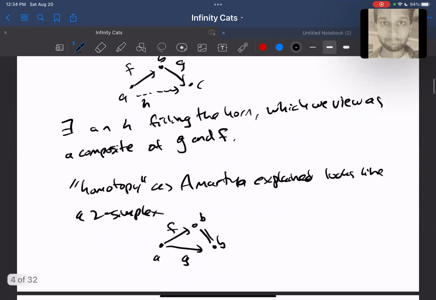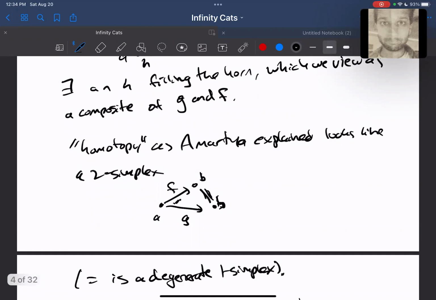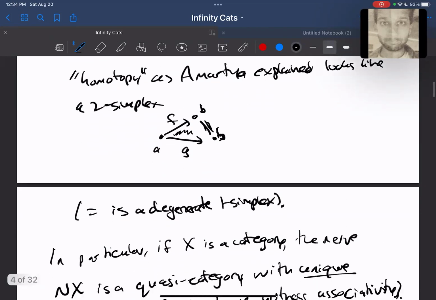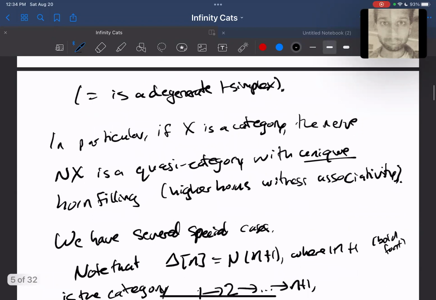So a homotopy of two maps, like Marty explained in his talk, is a two simplex that looks like this. So we have this degenerate edge here and a filling that says that these two are equal. So in particular, if X is a category, then its nerve is a quasi-category with unique horn filling, and any quasi-category that admits unique horn fillings is also a category.